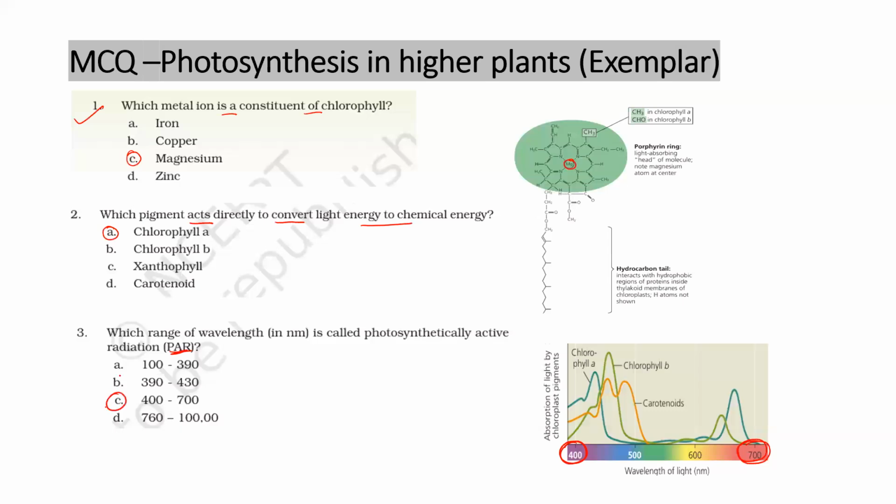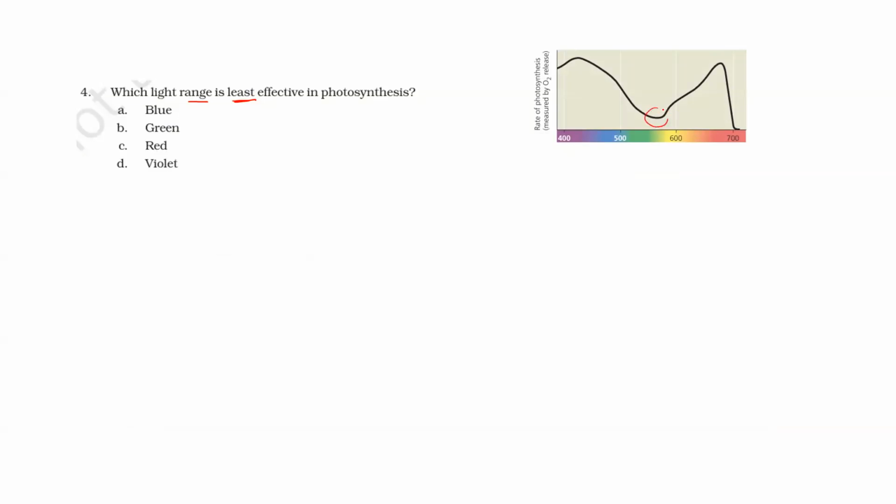Clear, beta? Please understand all the questions because these questions are from the Exemplar book and they can be asked for your board as well as for your NEET also. Now, fourth question, which light range is least effective? If you see in this diagram, this green light is least effective. It is not doing any action also. Action is more done in the blue light and in the red light. So the answer will be green light.